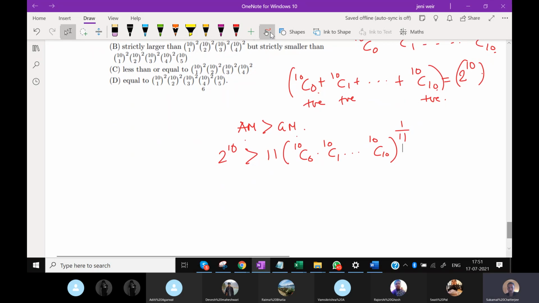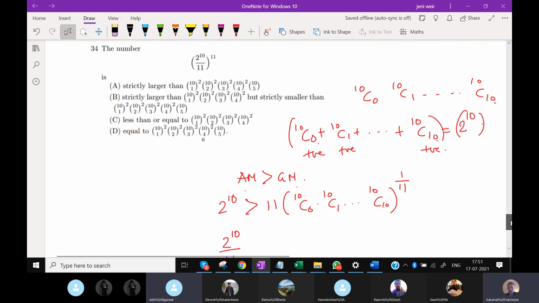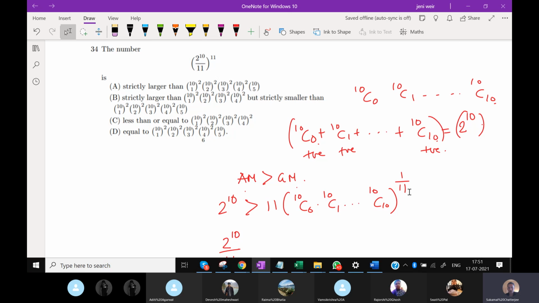So that means 2 to the power 10 by, sorry? These numbers are equal because nCr equals nC(n-r). Not all are equal. Not all are equal. For arithmetic mean to be equal to geometric mean, all the numbers have to be equal. Remember.